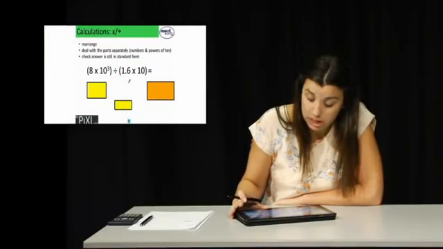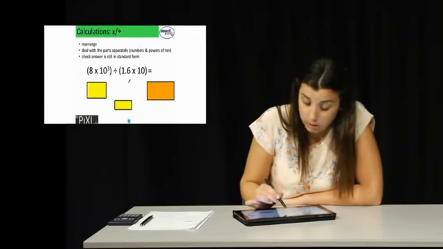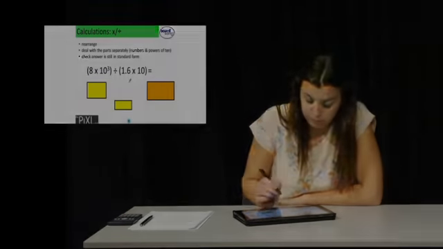I'm going to give you one more to have a go on your own. 8 times 10 to the power 3 divided by 1.6 times 10. Off you go, 1 minute, and we'll go through it together.